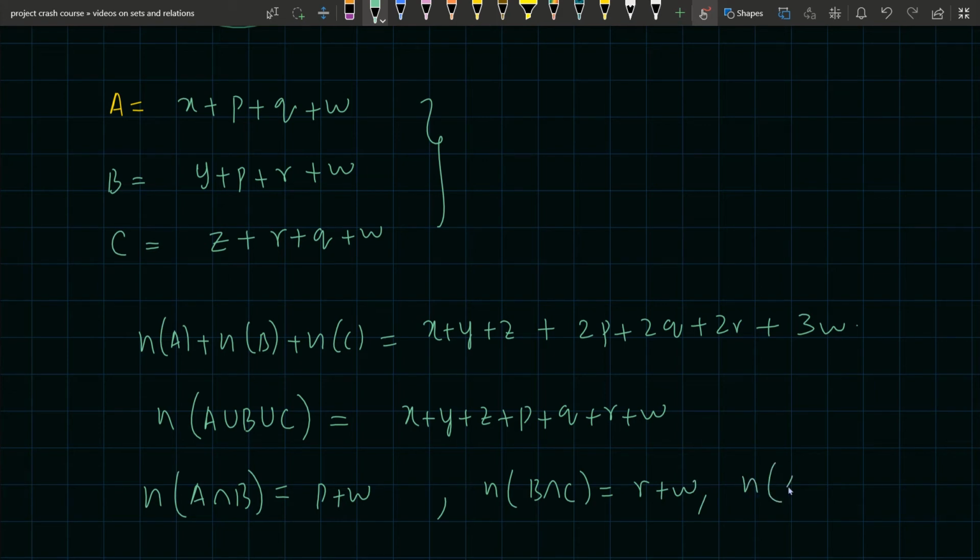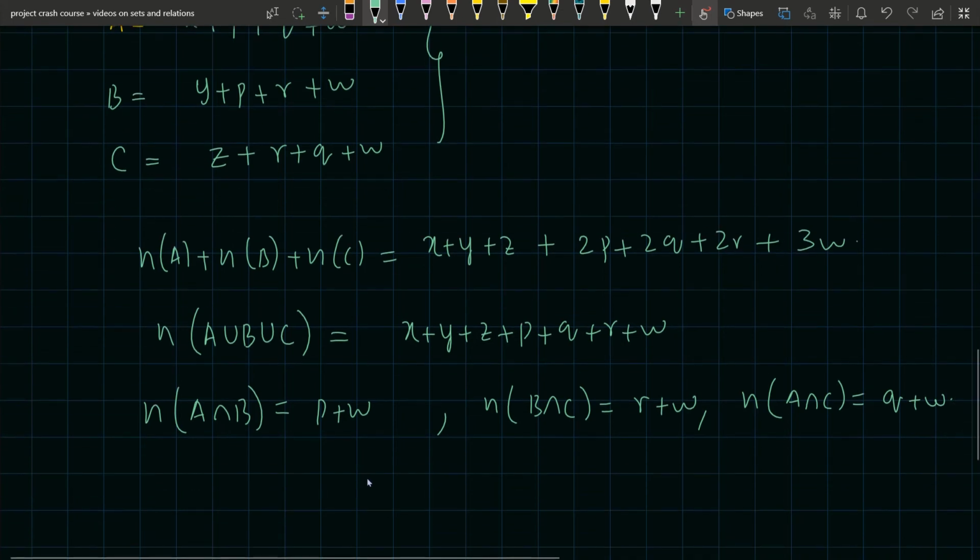N of A intersection C. What is common for A and C? W is common definitely, and then the common is Q, so it's Q plus W. What is common for all of them? N of A intersection B intersection C, and we know W is common for all of them. Right? Okay, very nice.